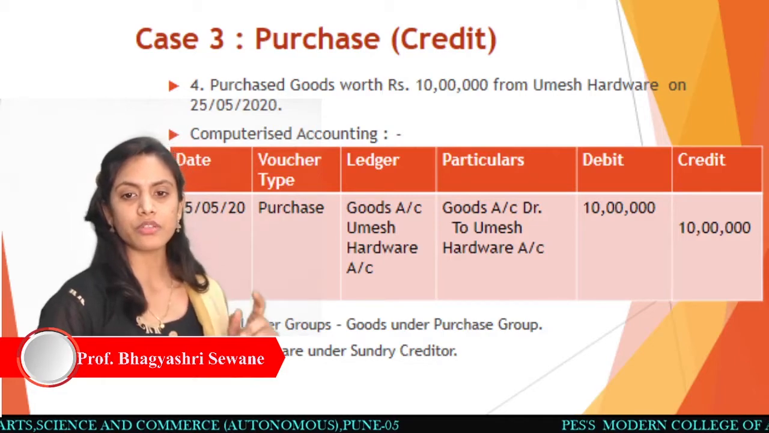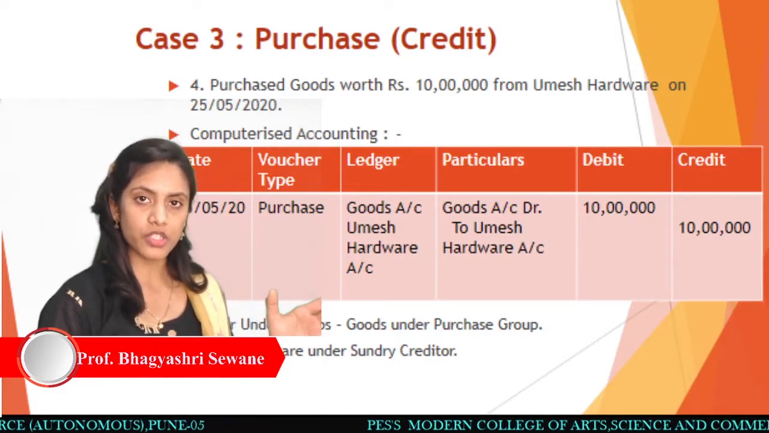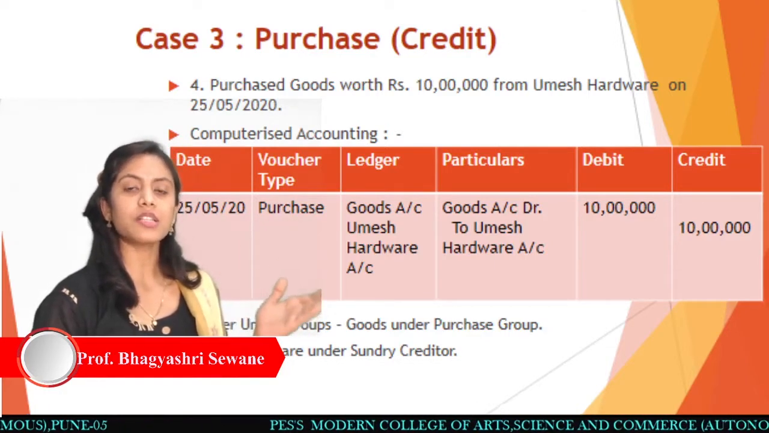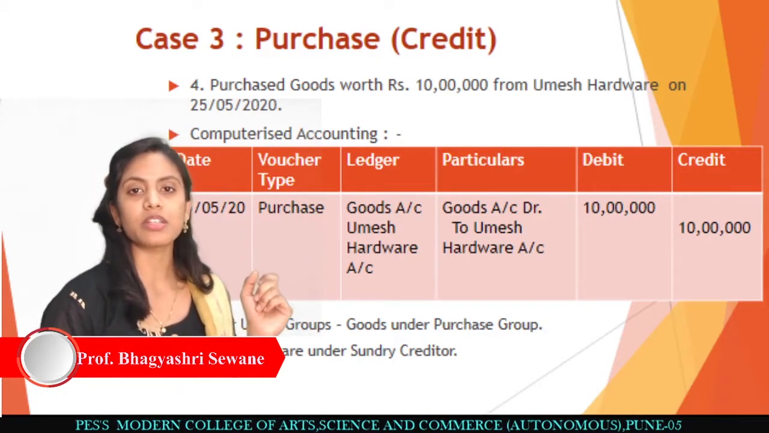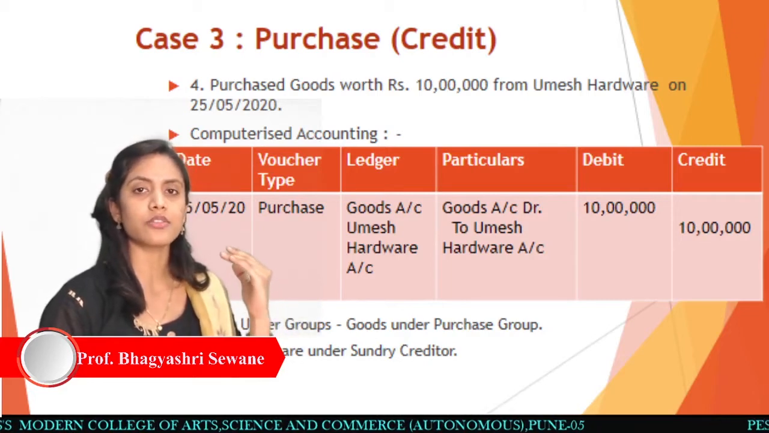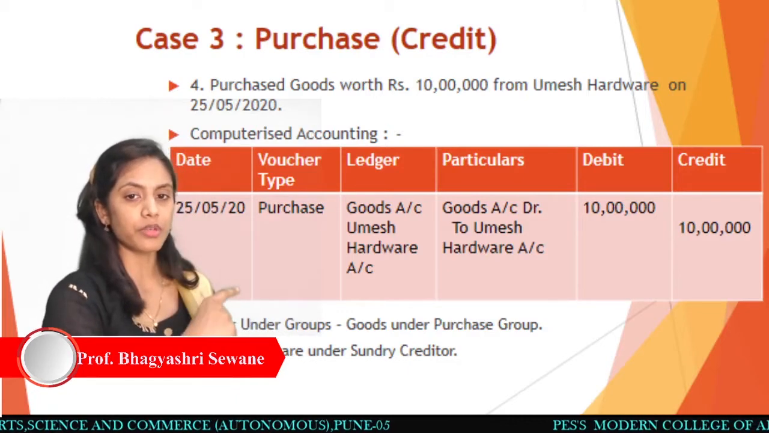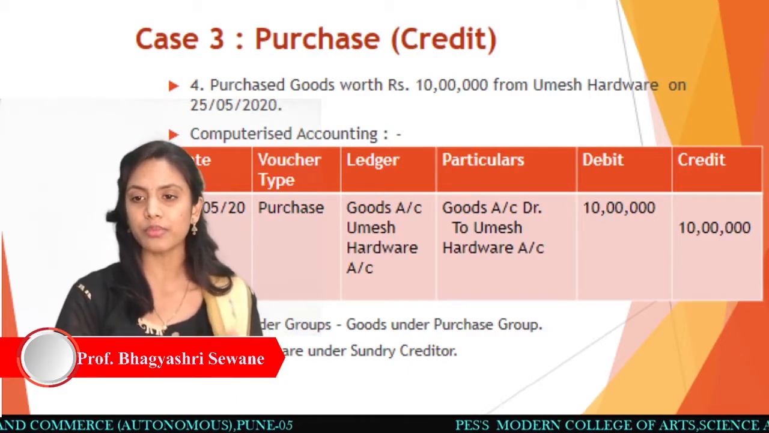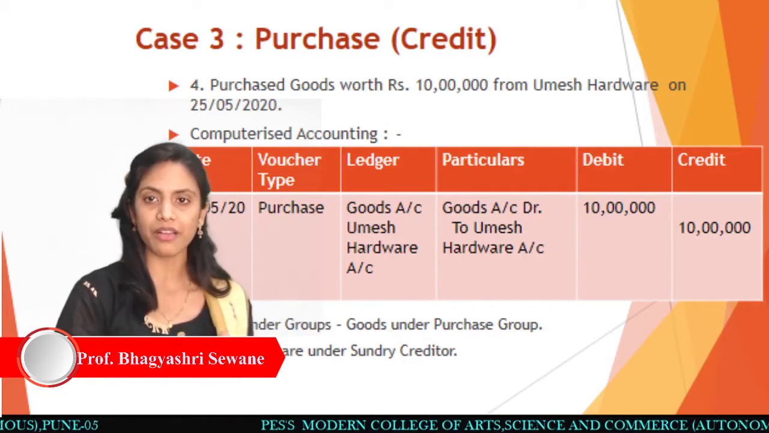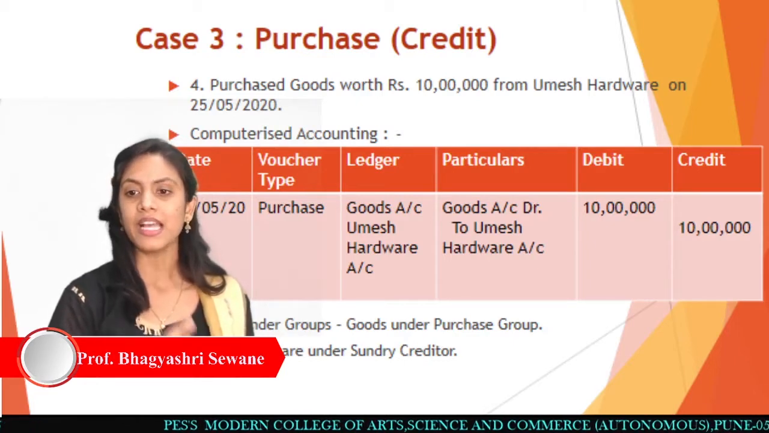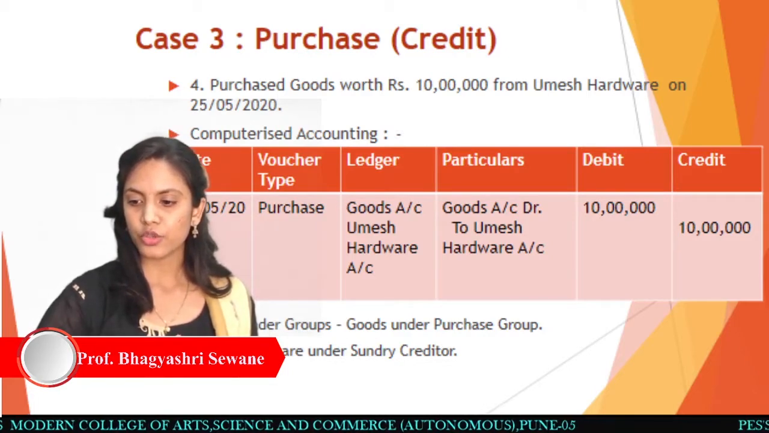Before going to Tally, first we will look at in which voucher this entry is going to be made. Because this is a purchase, Rubix Limited has purchased the goods from Umesh Hardware and the name is given there, that means it is a credit purchase. Whether it is a credit purchase or a cash purchase, if it is a purchase then you have to enter this entry in a purchase voucher. So the voucher type is purchase, and the ledgers to be used are the goods account and the Umesh Hardware account, which we have also created. So we will do the entry directly in voucher type purchase of rupees 10 lakhs. Okay, so we will go back to Tally.